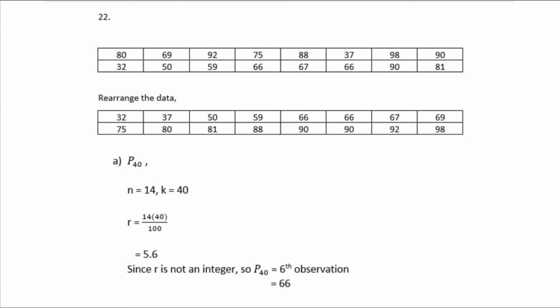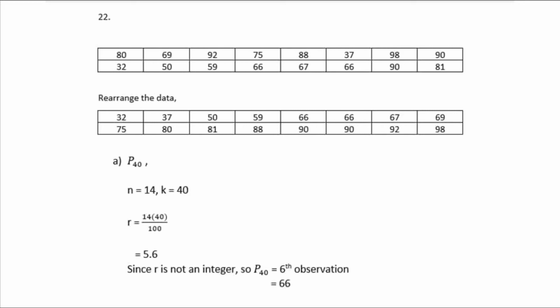So the question is to find P40 and P9, which are percentiles, and the given table was unarranged. So the first step is we need to rearrange the data from the least value to the highest value. So for P40, there are three things we need to find. The first one is N, the second one is K, and the third one is R to find the P40.